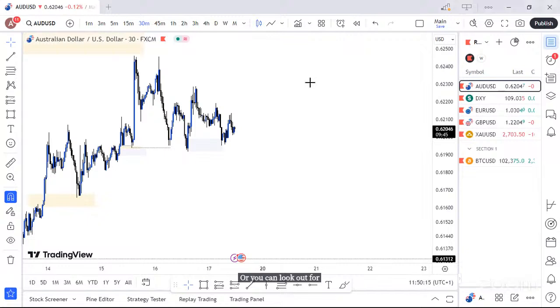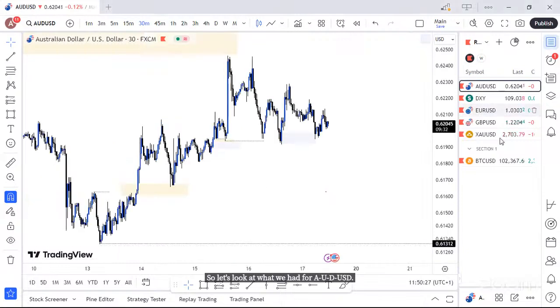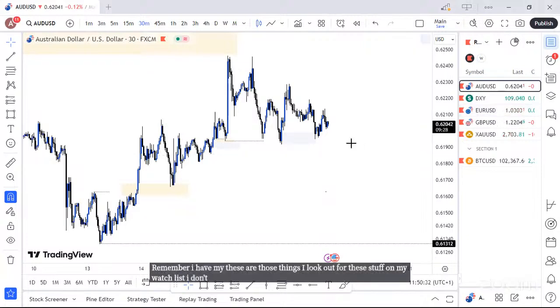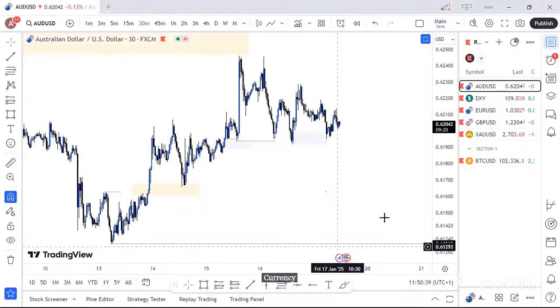So very quickly, I'll not keep us for long, hopefully. Let's look at what we had for AUD USD. Remember, these are just the things I look out for. This stuff is on my watch list. I don't look at too many things. But if you have any currency you'd like me to look at, I can always look at that for you.